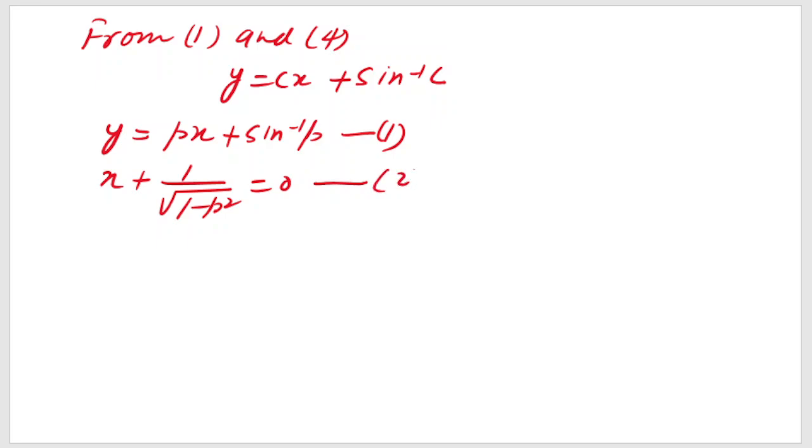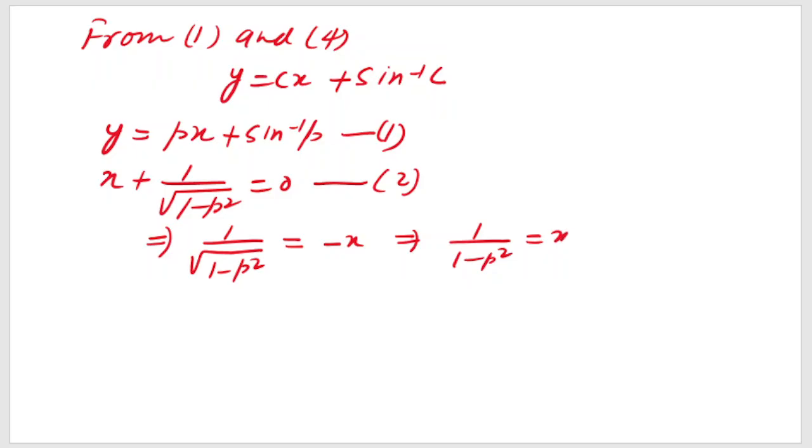If I want to get the singular solution, I have to eliminate p from equation number 1 and equation number 2. So how to eliminate p? To eliminate p, I take 1 by under root 1 minus p square is equal to minus x. So this will give me 1 by 1 minus p square is equal to x square. This will give me 1 by x square is equal to 1 minus p square.